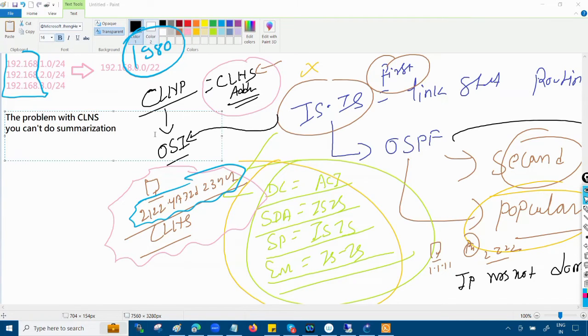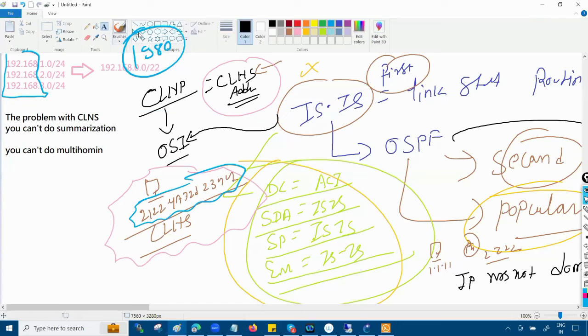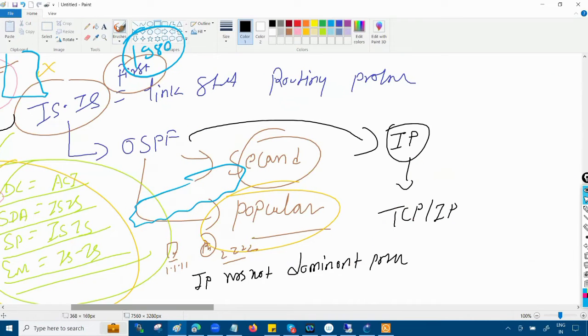The second problem with CLNS addressing is what? You cannot do multi-homing. You can do it, but the problem is there. And because of these two major problems, what happened? In the 90s, around '85, gradually people started acquiring and deploying IP in the network.